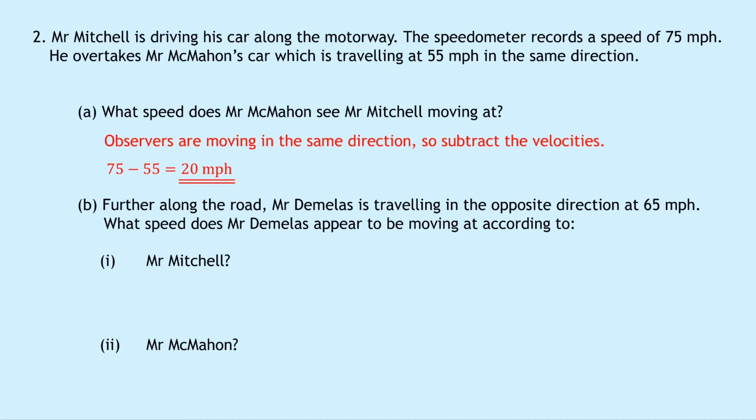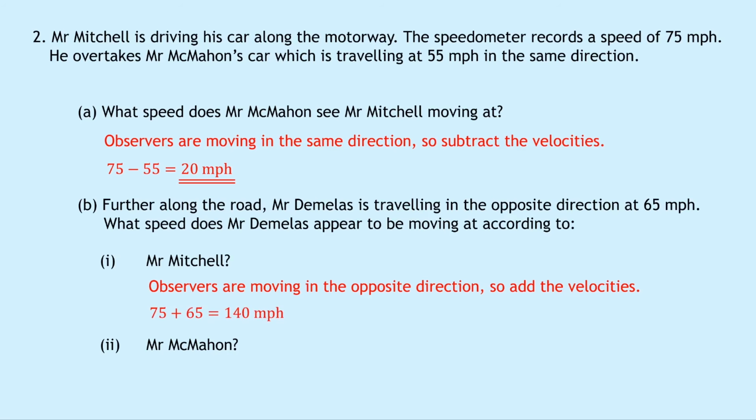Part B says that further along the road, Mr. DeMellis is travelling in the opposite direction at 65 miles per hour. What speed does Mr. DeMellis appear to be moving at according to Mr. Mitchell and Mr. McMahon? Well, for Mr. Mitchell, first of all, the observers are moving in the opposite direction, so we can add the velocities this time. So we take the speed of Mr. Mitchell, which is 75, and add it to the 65, which gives us 140 miles per hour.